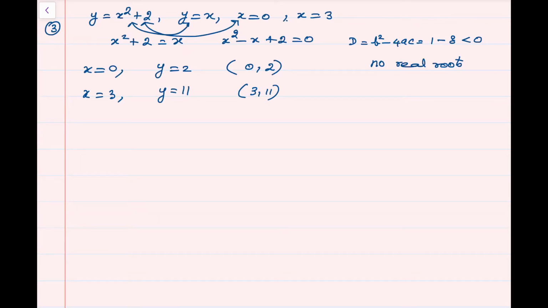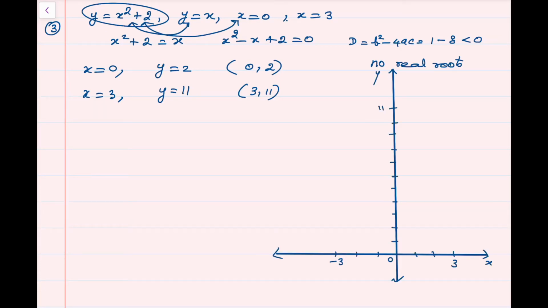And here if you see the parabola equation, y is equal to x square plus 2. So, positive y axis is the axis of the parabola, but vertex will not be at the origin. I told you this is not in the standard form. 0, 2 is here and 3, 11 is here. So, symmetrically the other point will be on this side. So, let us complete the parabola. The parabola does not pass through 0, 0. Here the vertex is at 0, 2.